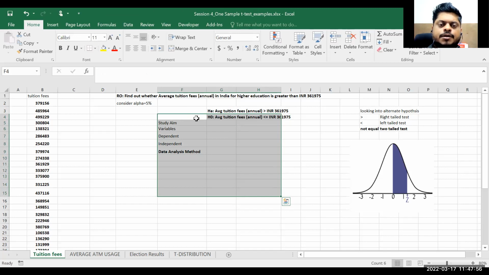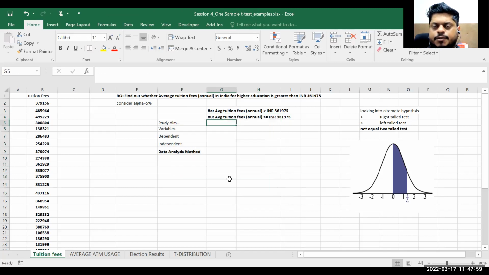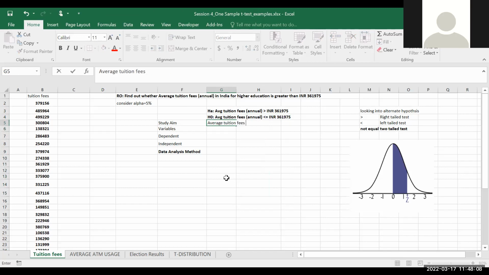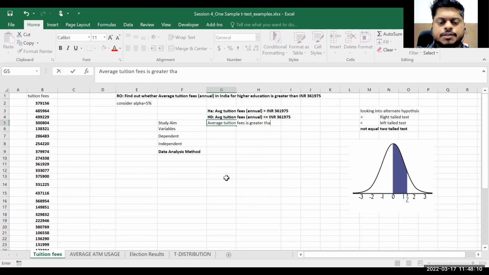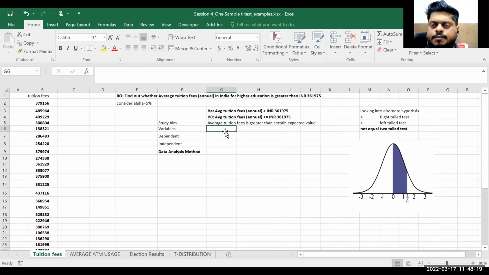Right. So what is my study aim here? What do I want to find out? The average tuition fees is greater than a certain expected value. Yes, sir. Right. That expected value I have found from secondary research is 361975. My study aim is to compare with that value and find out whether it is greater than or less than it. Right. What are my variables?